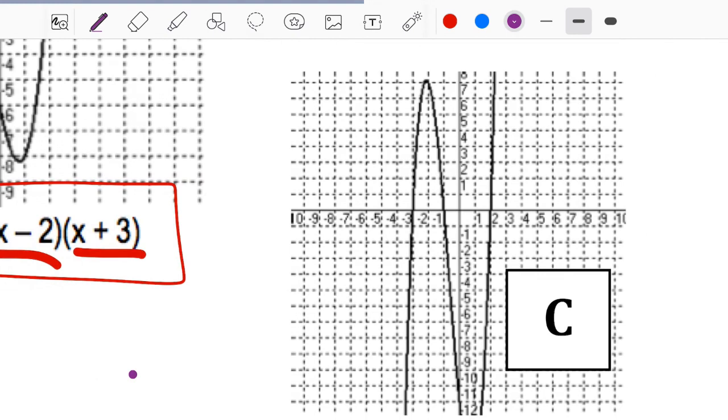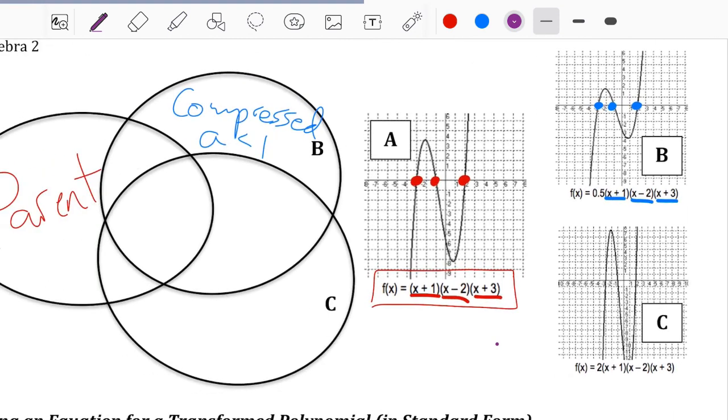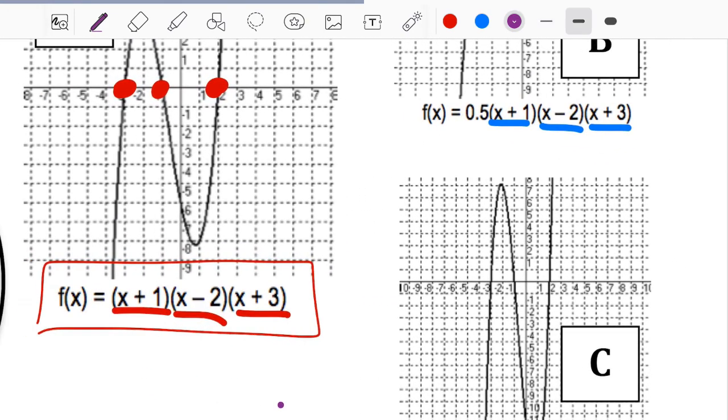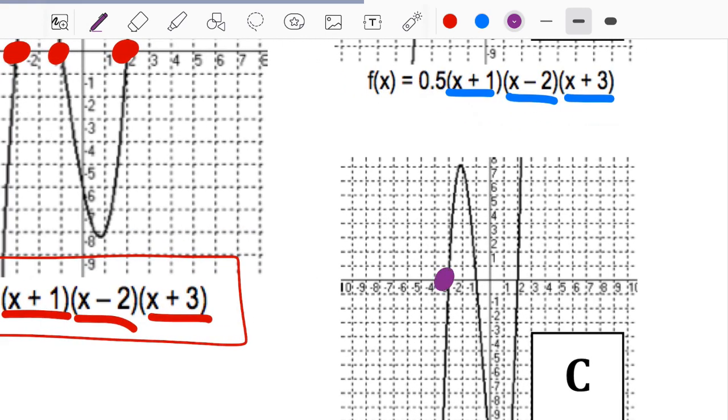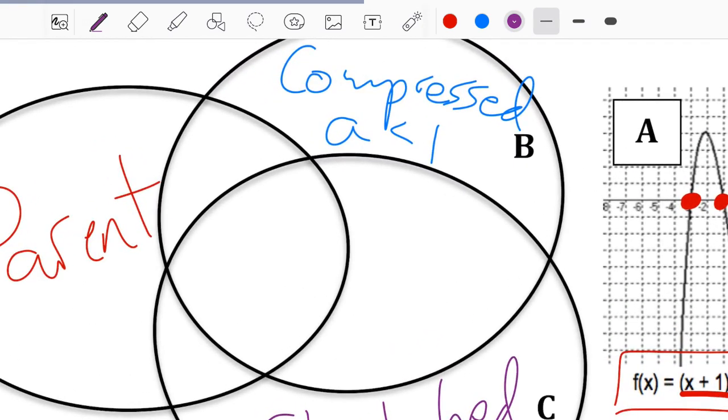And how about this graph C, equation C? Looks like the same equation, but it's got this coefficient. And this coefficient actually is greater than 1. That's why the graph looks like it's been stretched. The coefficient is greater than 1. Same thing. It's got the same roots. In fact, do you get the idea now that the roots are what tie all of these graphs together? Yeah, they all have the same roots. And we'll put that in the overlapping region here.